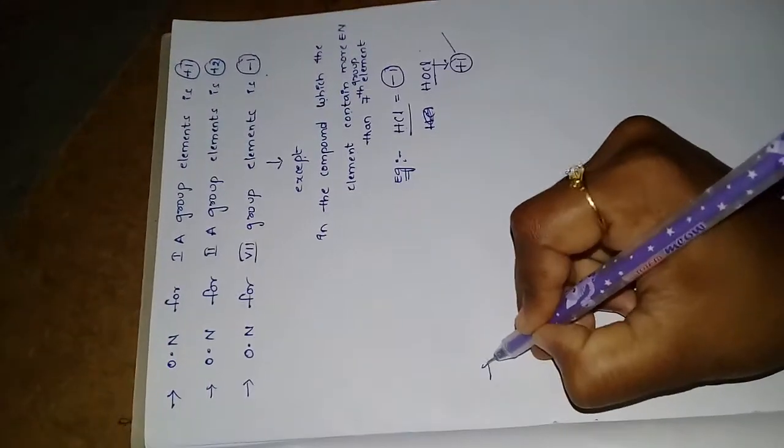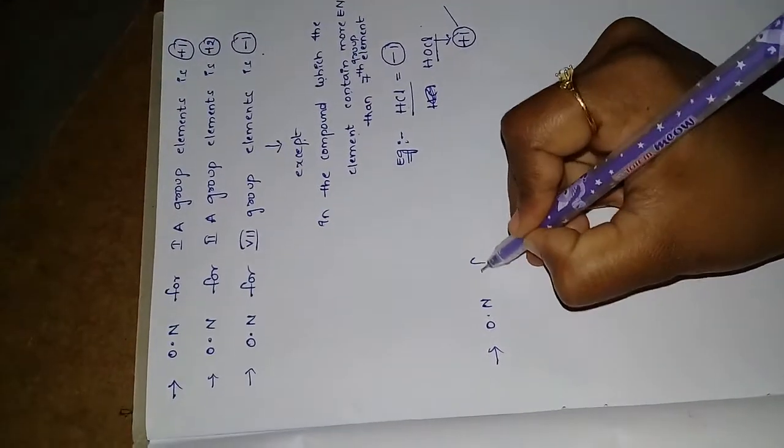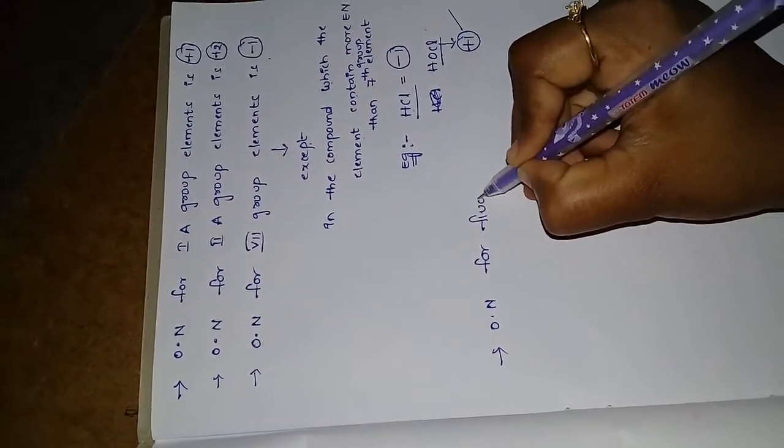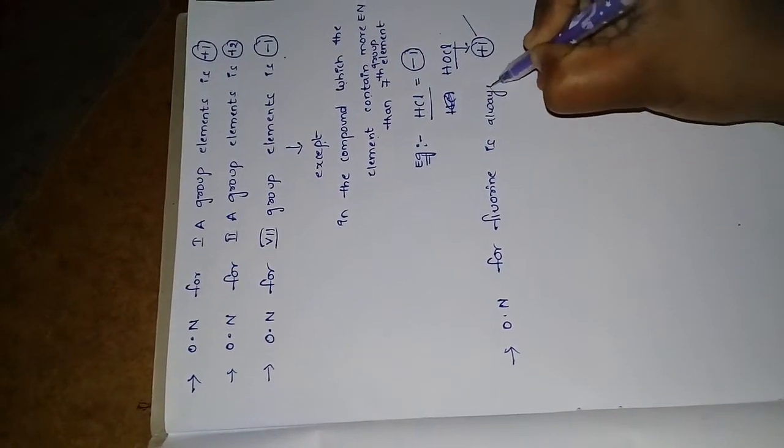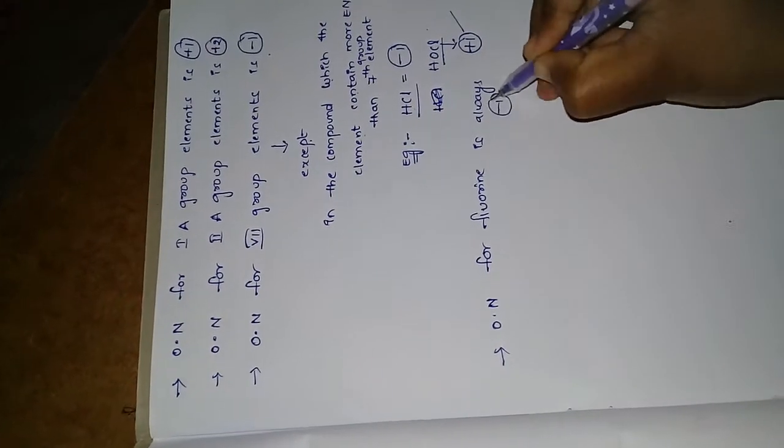And then oxidation number for fluorine is always -1.